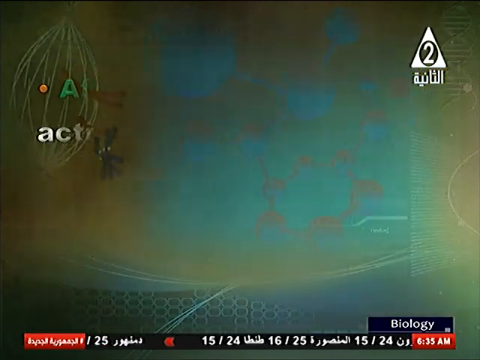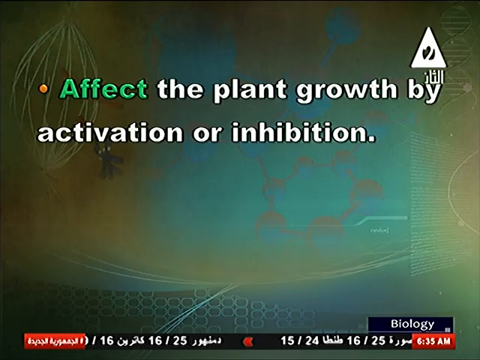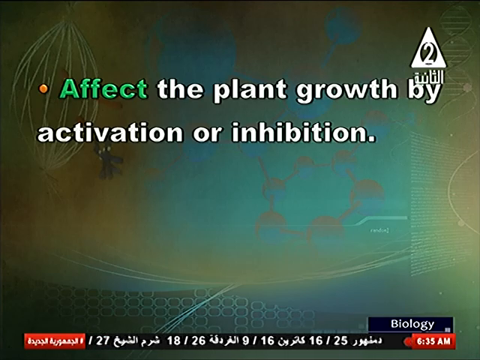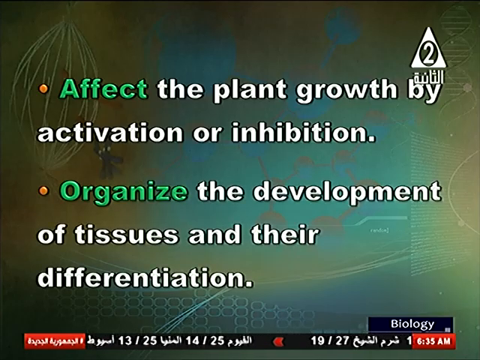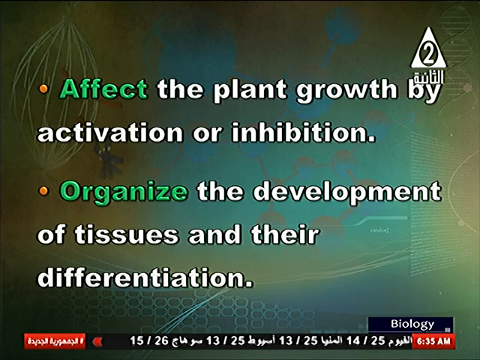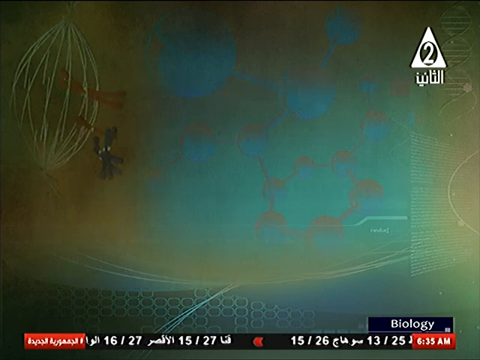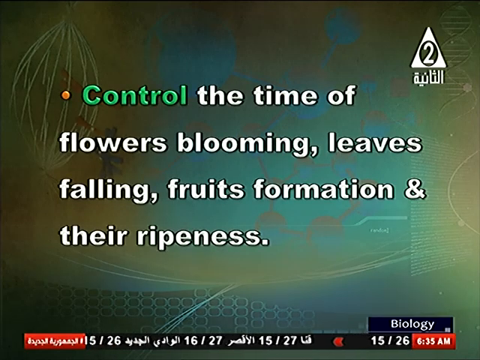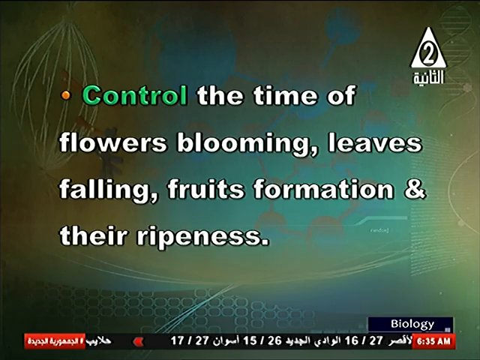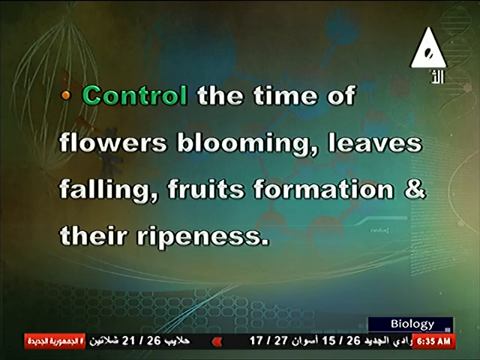What is the function of auxins? It affects plant growth, as we see in the stem, by activation or inhibition: inhibition in the root, activation in the stem. Also, auxins organize the development of tissues and their differentiation into stems, leaves, and roots. Also, auxins control the time of flower blooming, leaves falling, fruit formation, and their ripeness.